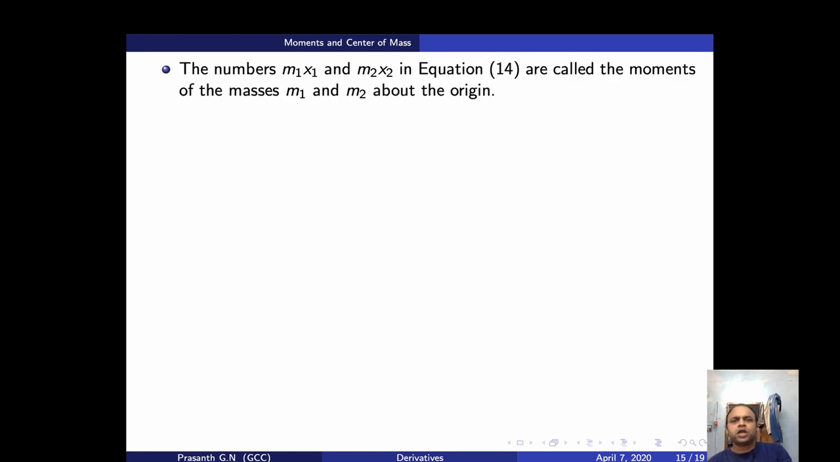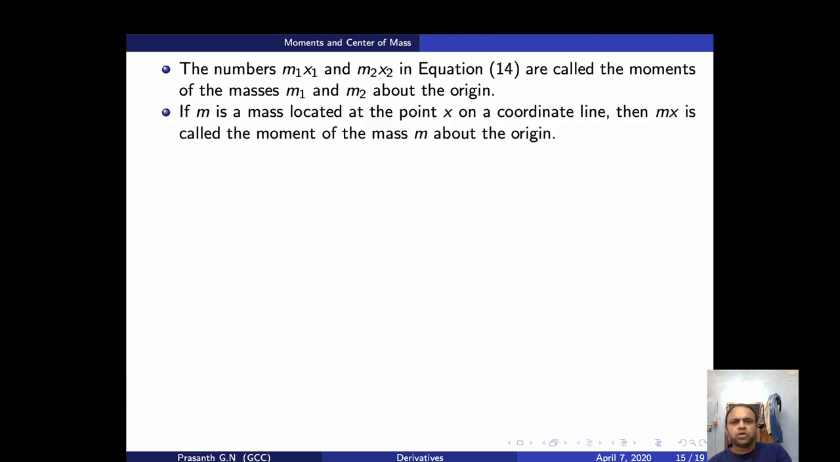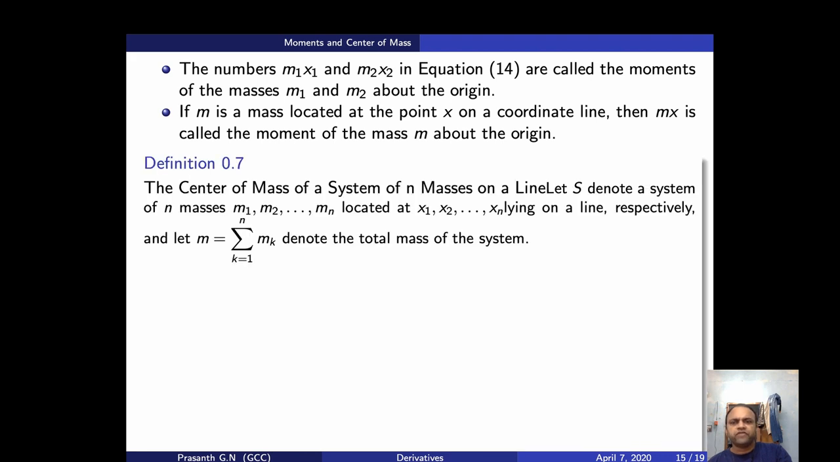The numbers m1 x1 and m2 x2 in equation 14 are called the moments of the masses m1 and m2 about the origin. If m is a mass located at a point x on a coordinate line, then mx is called the moment of the mass about the origin. We will have the definition.